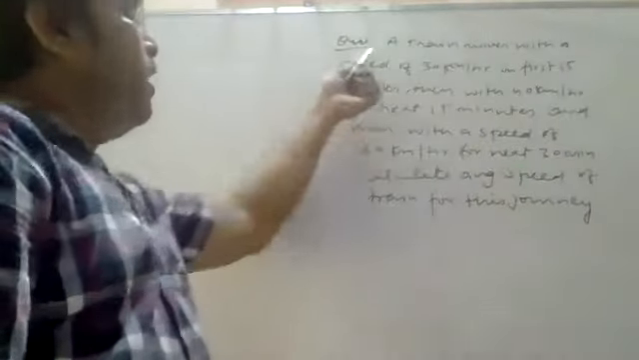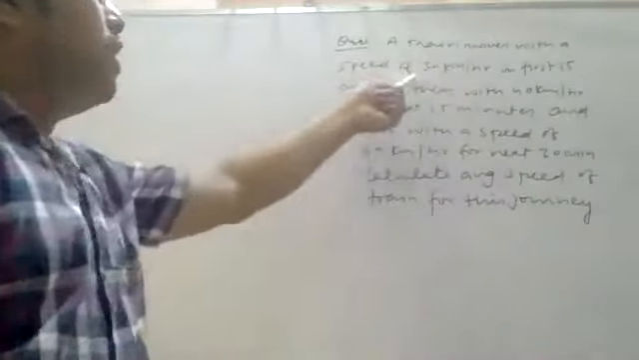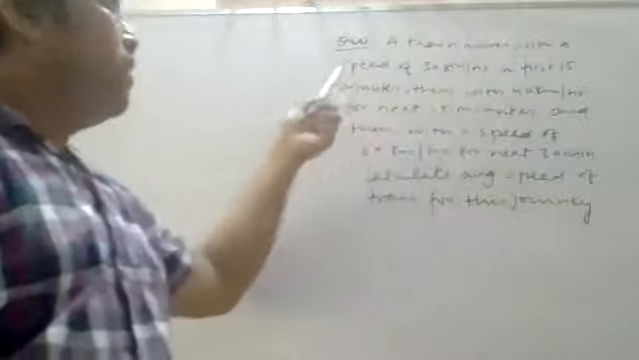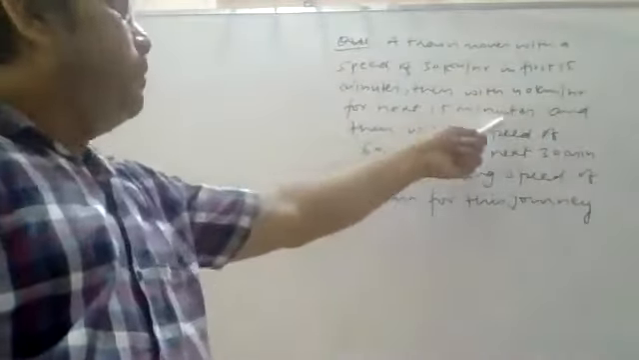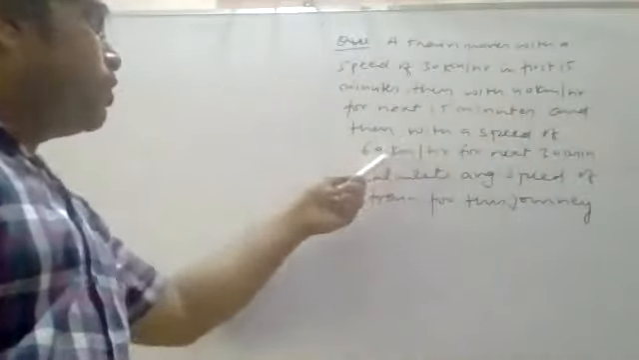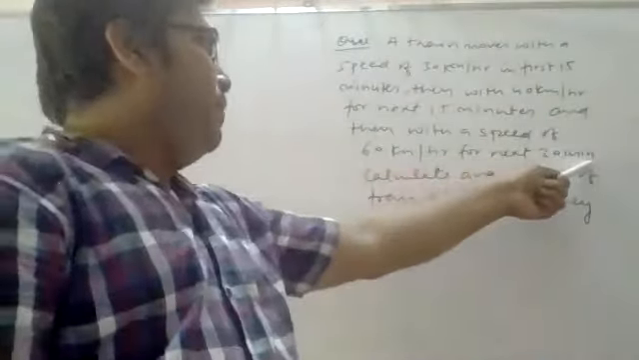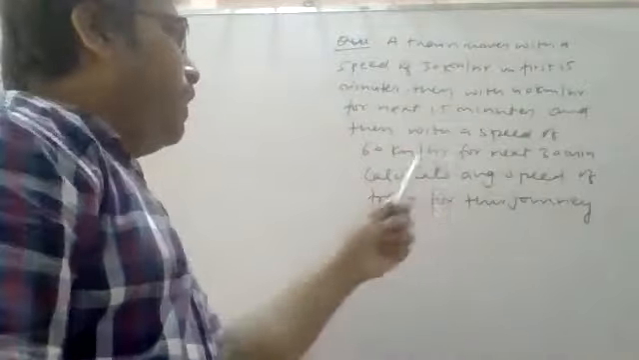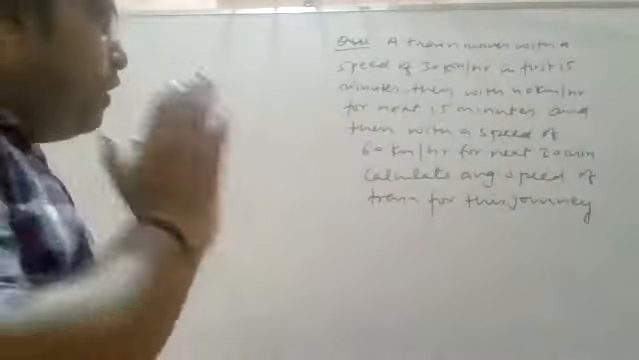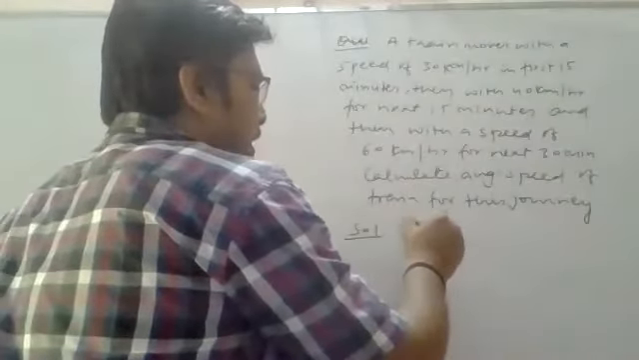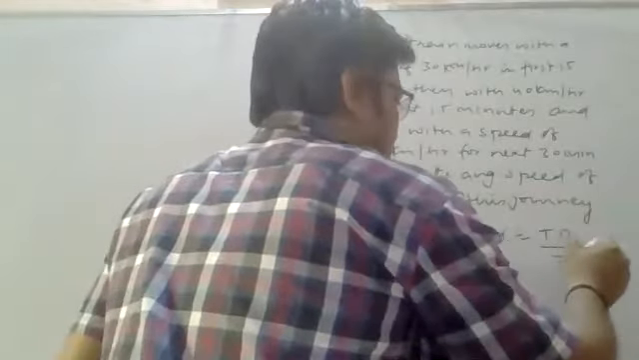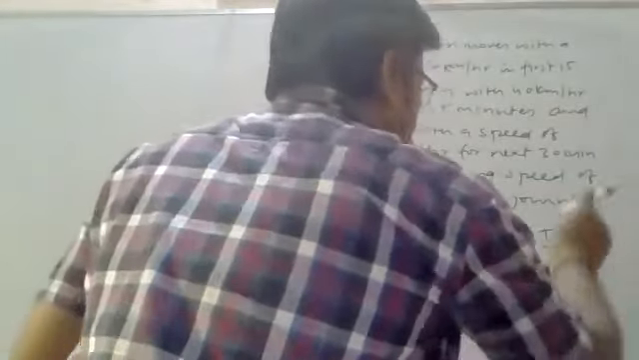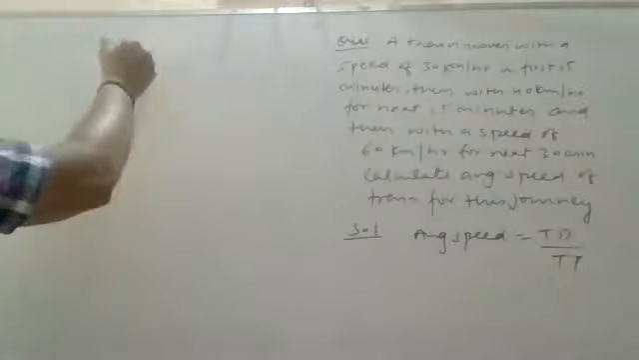Take the question here. A train moves with a speed of 30 km per hour in the first 15 minutes, then with 40 km per hour for the next 15 minutes, and then with a speed of 60 km per hour for the next 30 minutes. Calculate the average speed of the train for this journey. Whenever a question asks about average speed, the concept is quite clear: total distance by total time. So what is the total distance?